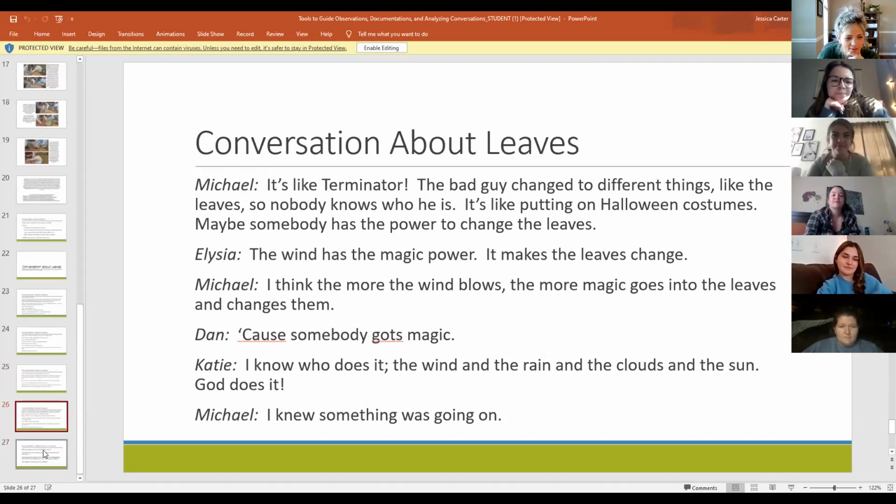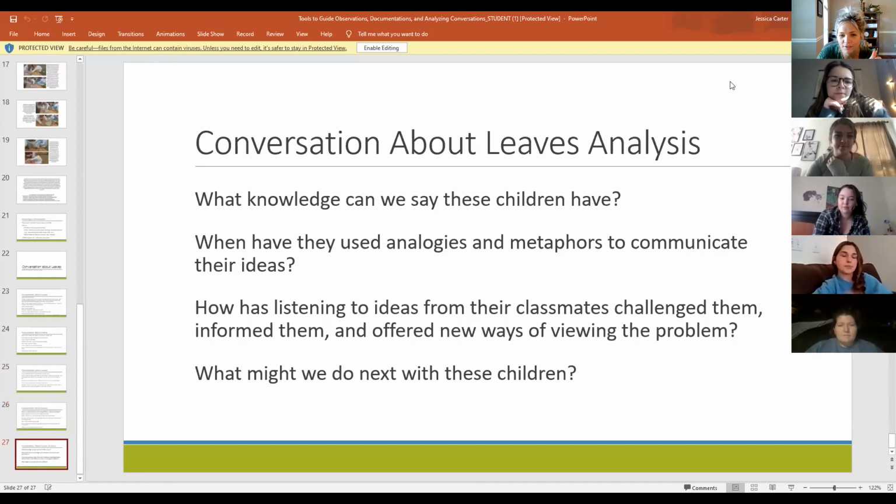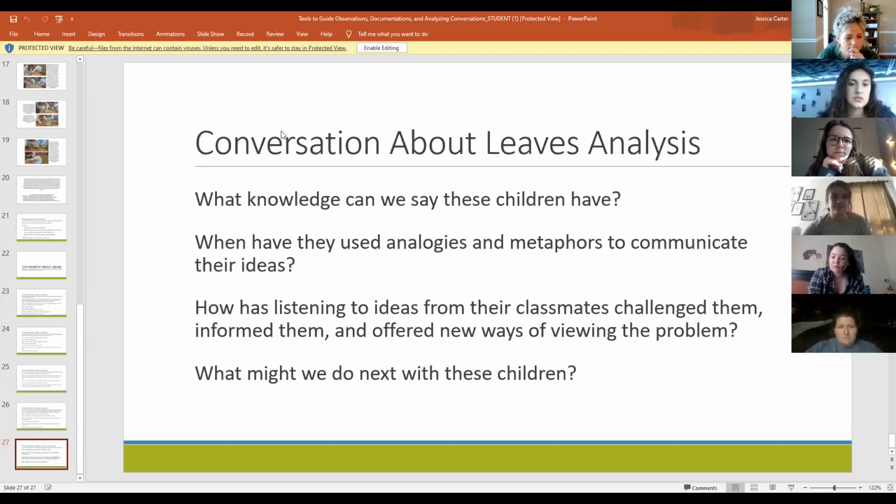Okay. So some questions to follow up on this. What knowledge can we say that these children having this conversation have? They know about the body because they were talking about the skin and the bones and the spine, and also about flying and walking. Yep. So they have some foundational understanding of human anatomy, and how humans or other objects move through space. Yes. What else do they know?